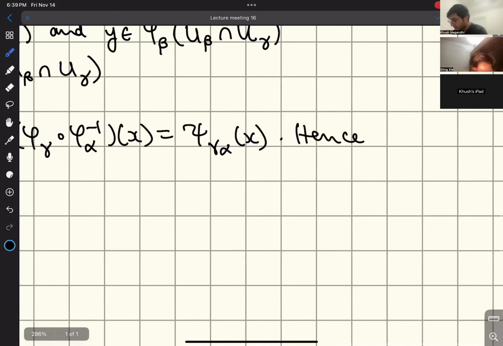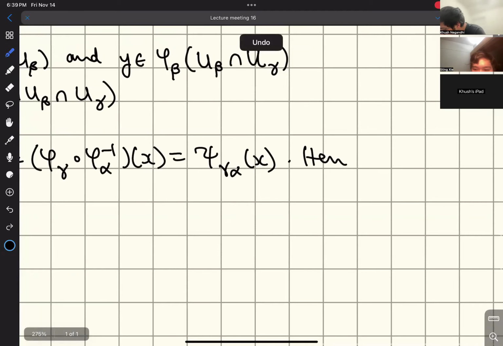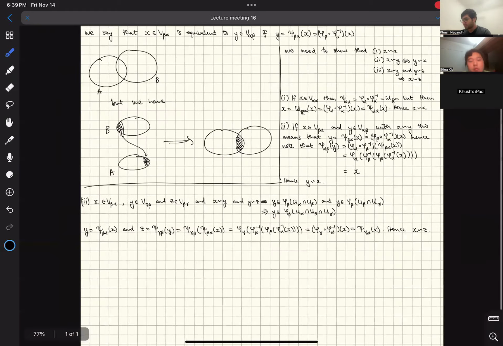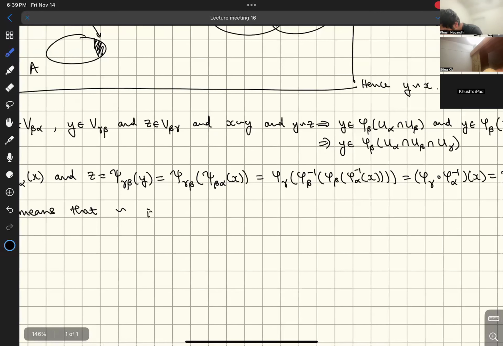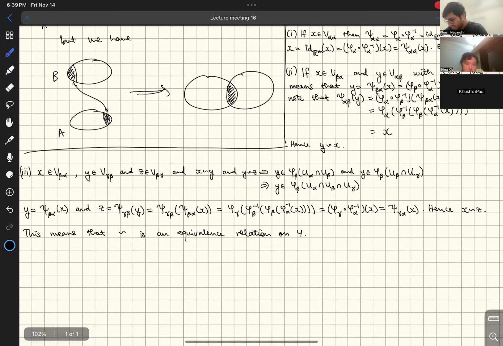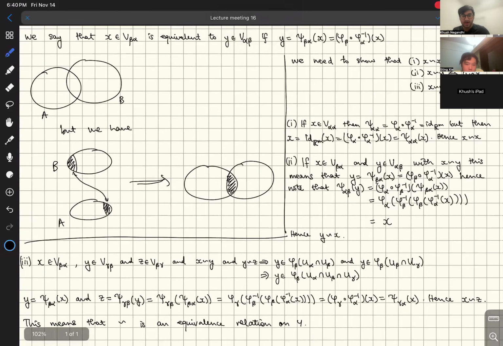Hence, x is equivalent to z, just as we needed. This means that this twiddle is an equivalence relation on y. Okay. Are there any questions regarding what this equivalence relation is doing? No. Okay, very good.